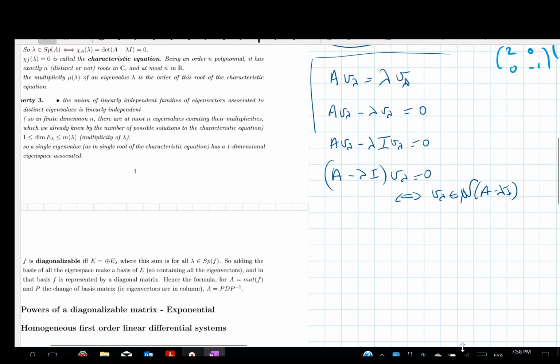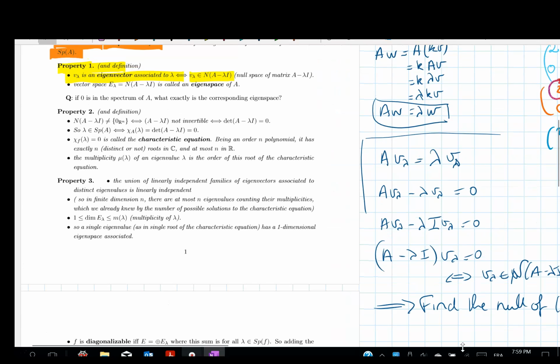So what does it mean? It means that if you are looking for eigenvectors, find the null space of A minus lambda I. Okay, and we will see how we find that. You will need to write it when you want to find eigenvectors, but we will see that it also leads to a very nice way to find eigenvalues.